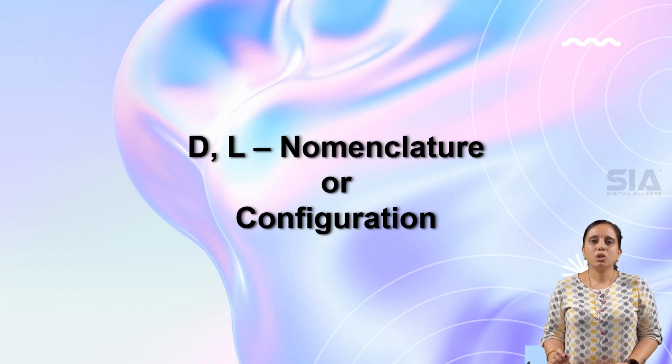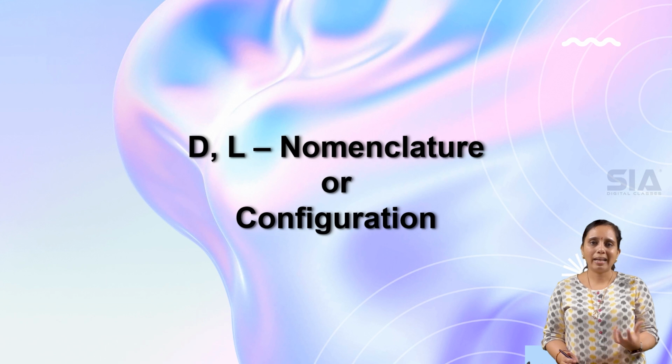Let us today deal with the topic DL nomenclature or DL configuration. DL configuration is the arrangement of groups present in a molecule. It is assigned to chiral molecules. Let us get into the details of it.